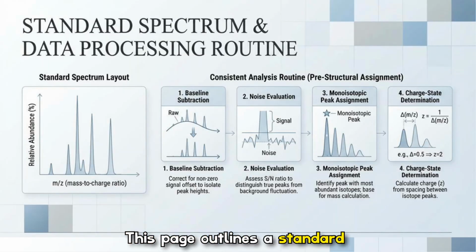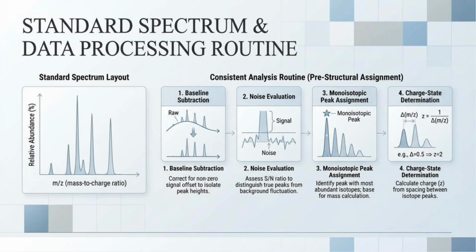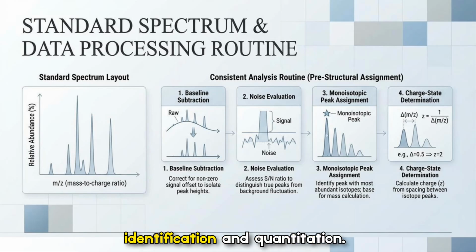This page outlines a standard spectrum and a consistent data processing routine to get reliable results. We subtract baseline to isolate true peaks, evaluate noise to establish signal-to-noise thresholds, assign monoisotopic peaks for accurate mass calculation, and determine charge states from isotope spacing. These steps remove artifacts, improve confidence in peak picking, and prepare spectra for downstream identification and quantitation.